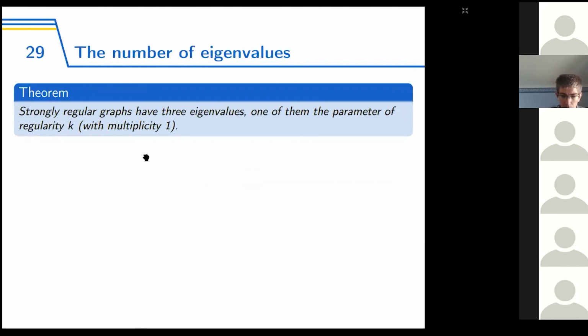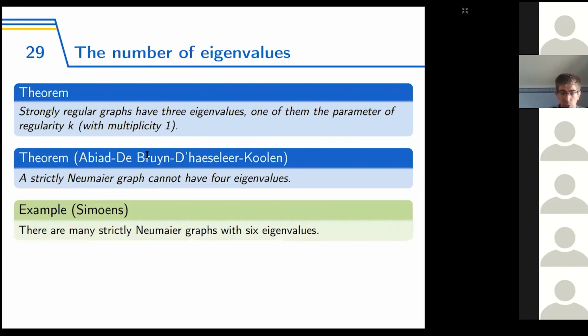And remember that we started with these Neumaier graphs as things which are close to strongly regular graphs. Because at first, Neumaier asked whether all Neumaier graphs are strongly regular graphs, right? And in a sense, their definition is close to being strongly regular. So you could ask yourself, if you have a Neumaier graph or a strictly Neumaier graph, what do we know about its number of eigenvalues?